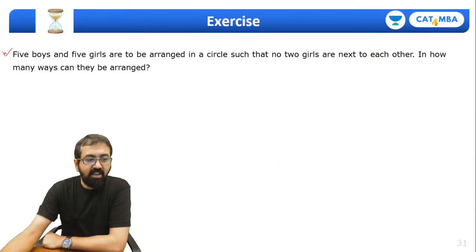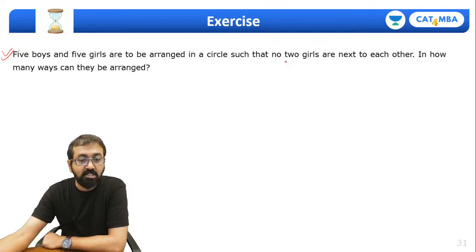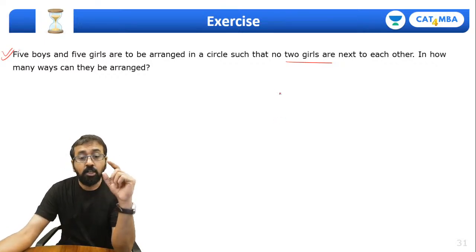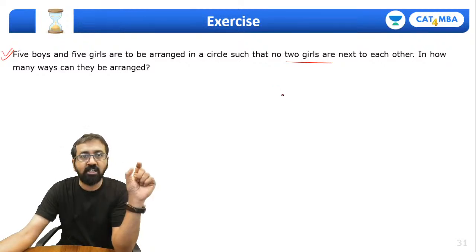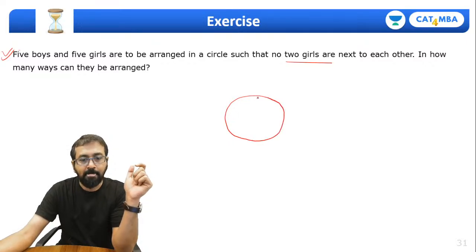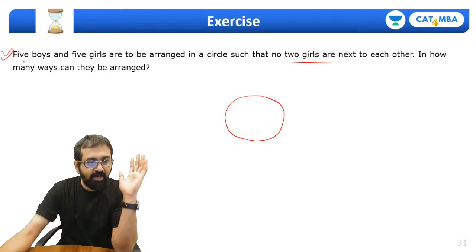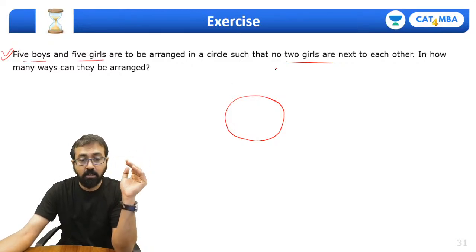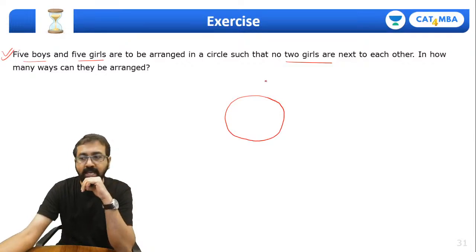Now guys, we haven't discussed this question. 5 boys and 5 girls are to be arranged in a circle such that no 2 girls are next to each other. We have discussed how to arrange them such that no 2 girls are together, but that was a linear arrangement. This is a circular arrangement. Can you tell me what will be the answer? Type your answer in the chat box quickly. We need to arrange 5 boys and 5 girls, 10 people. No 2 girls should be together.